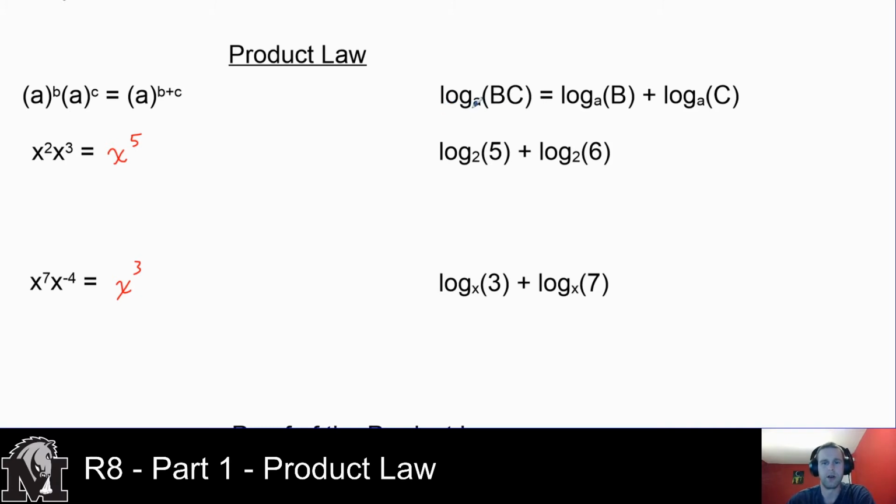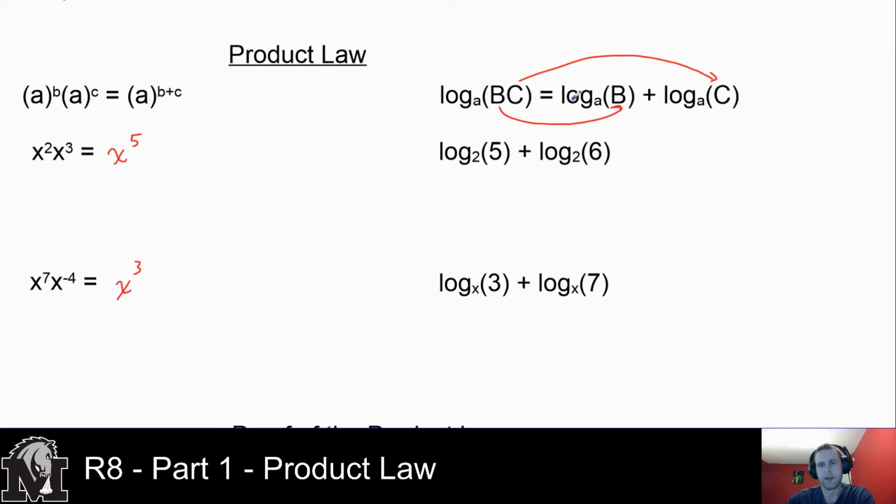So the logarithm of some argument where that argument is a product, we can actually split that logarithm into two separate logarithms of each factor of the product. So log a of b times c becomes log a b and log a c. So we separate them out into their separate logarithms.